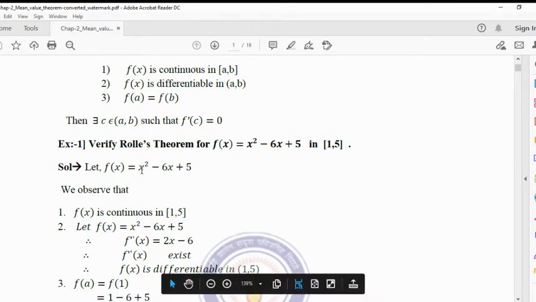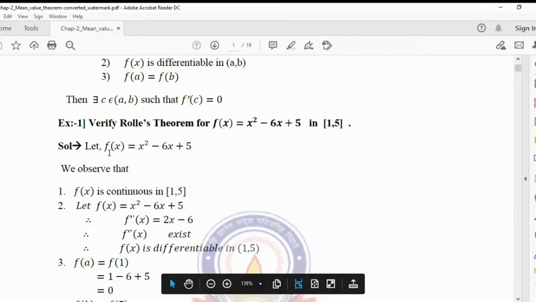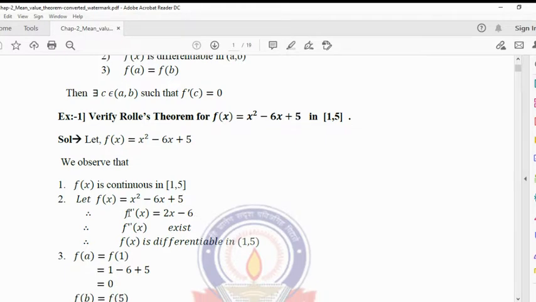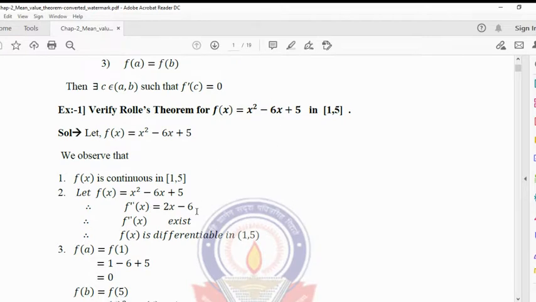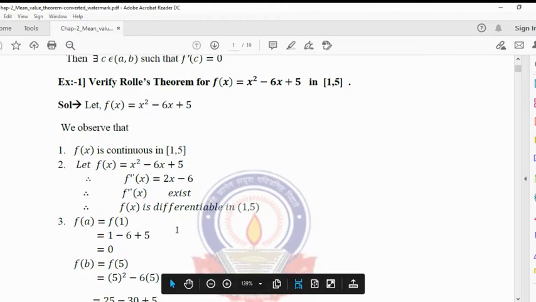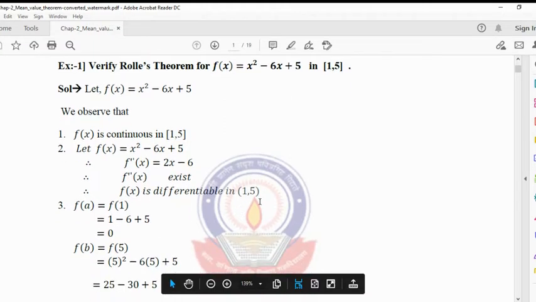Now what about the derivative? Find out the derivative of this f of x. f of x is nothing but x square minus 6x plus 5. Take the derivative. Derivative of x square is 2x, derivative of minus 6x is minus 6, and derivative of 5 is 0 because it's a constant. So f dash x is nothing but 2x minus 6. So f dash x exists, so f of x is differentiable on open interval 1 to 5.